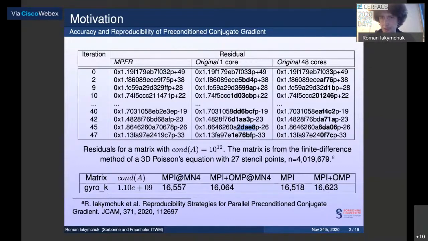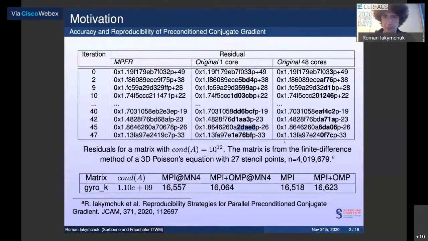Looking at these results, I got motivated to do something on iterative solvers in such a way that we get the same result on one core and 48 cores, and that would be comparable to MPFR, but MPFR is single-threaded and very slow. So this was the initial idea.